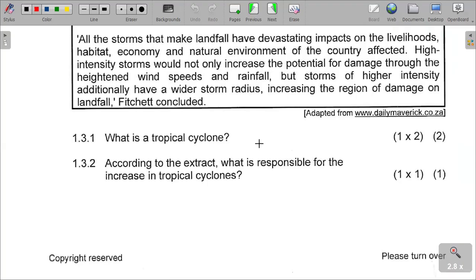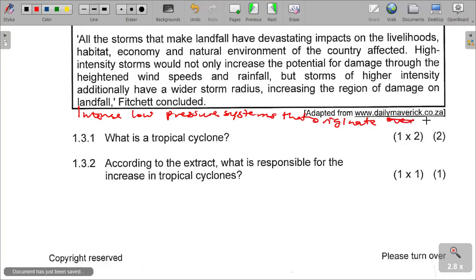Tropical cyclones are intense low pressure systems. These are intense low pressure systems that originate over warm tropical oceans.